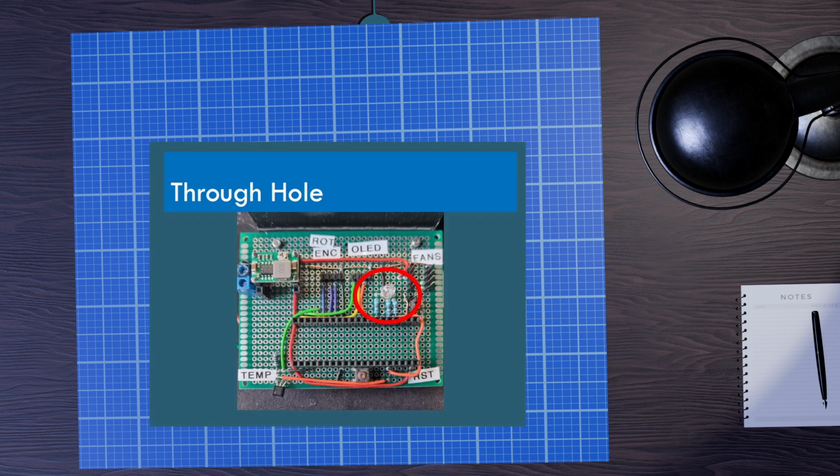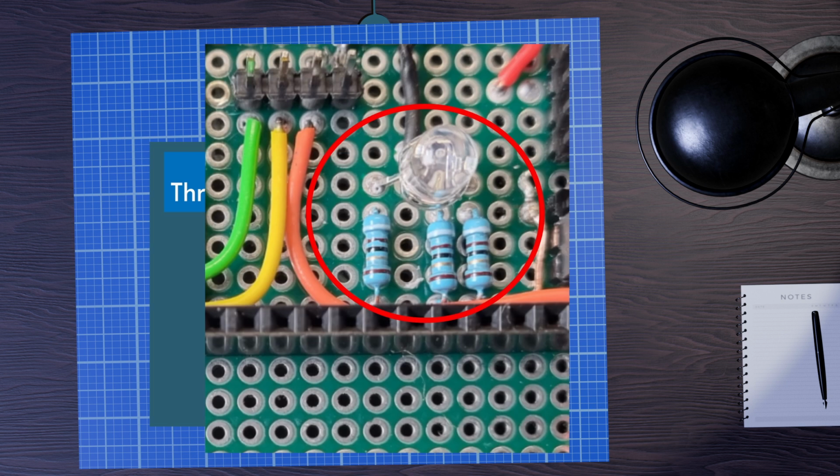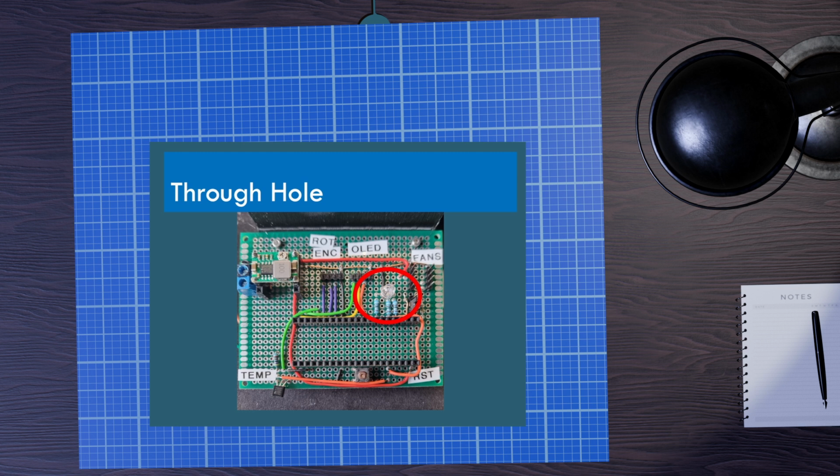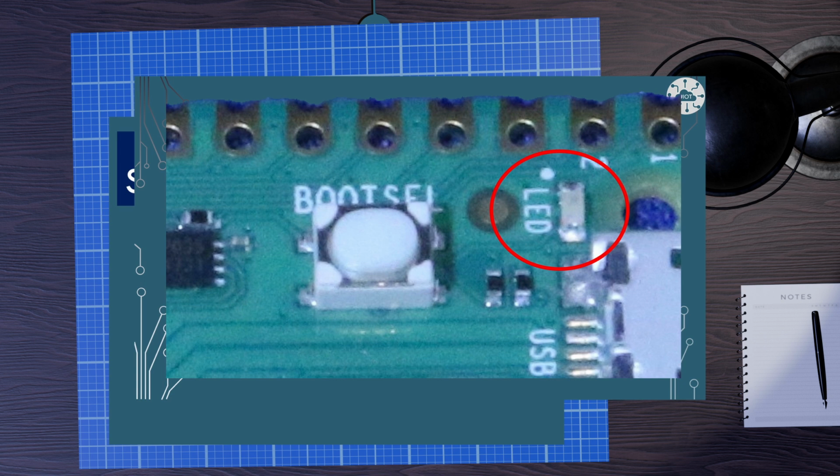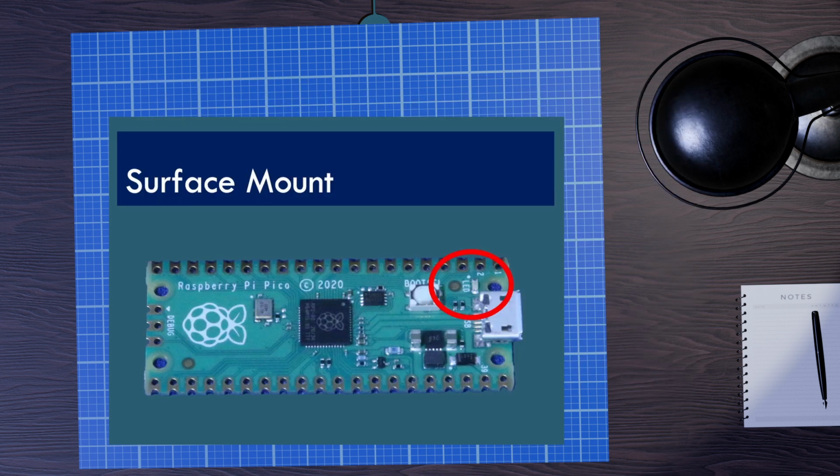Mainly I use through hole devices, i.e. ones that can actually be pushed through a PCB and soldered on the back, or pushed into a breadboard or prototyping board. But we also get surface mount components, and we've already seen one of those. The onboard LED on the Pico and the Pico W is a surface mount LED.